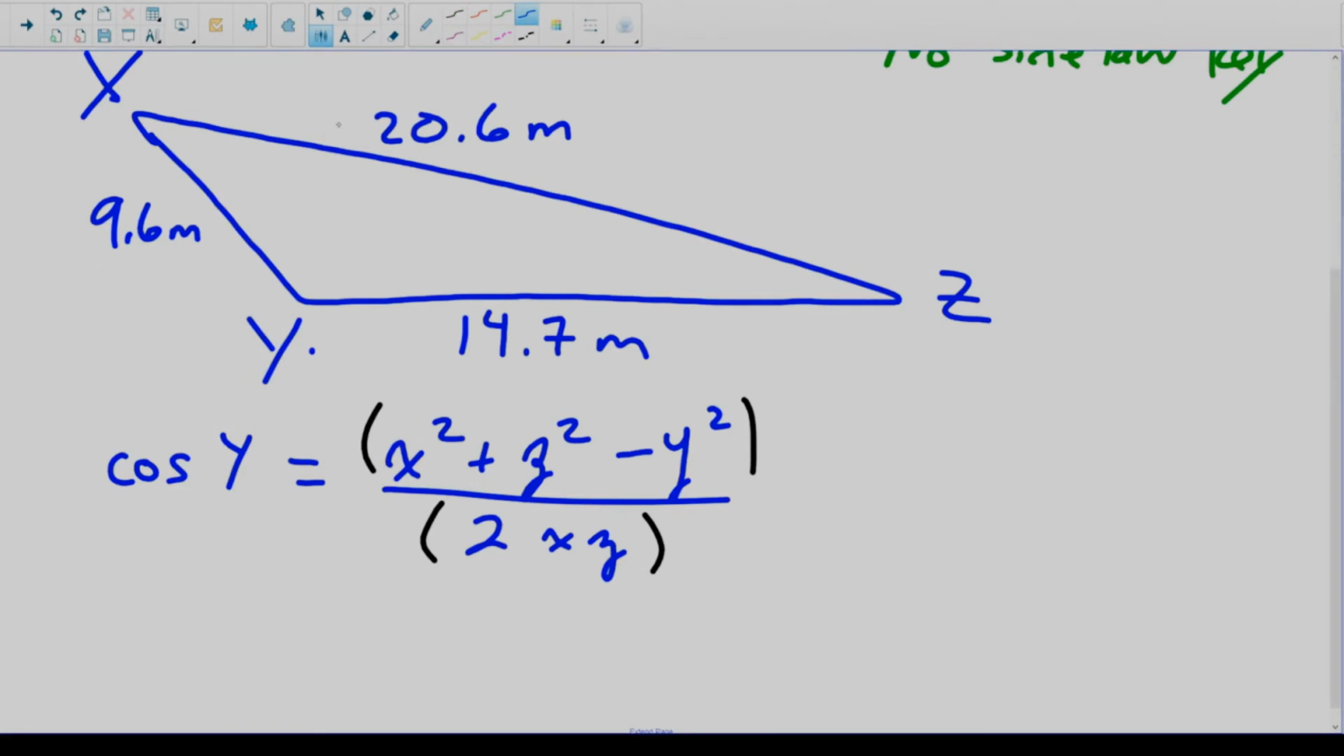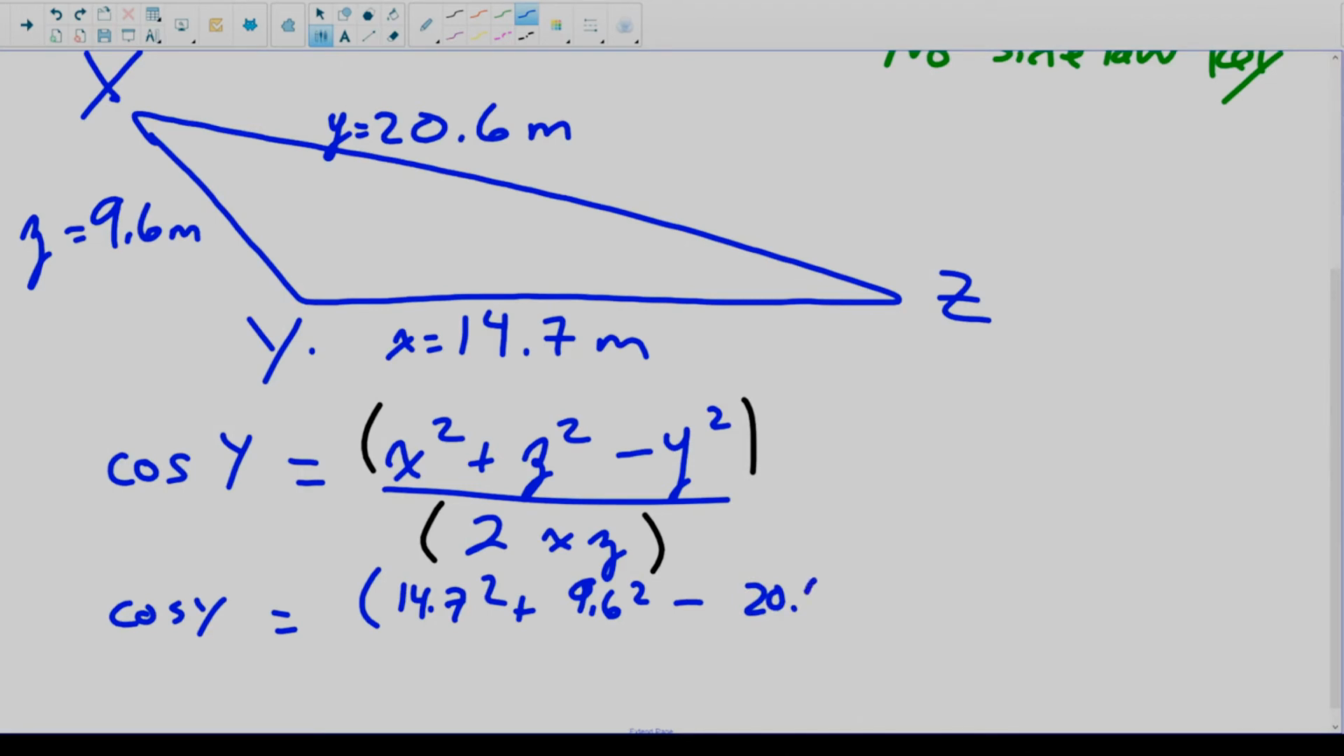If this is capital Y, across from capital Y is little y, across from capital X is little x, across from capital Z is little z. Okay, so now we can put all of our numbers in here. So we're going to have cosine Y is equal to little x, which is 14.7 squared, plus little z, which is 9.6 squared, minus little y, which is 20.6 squared.